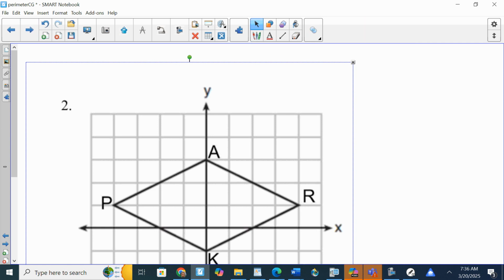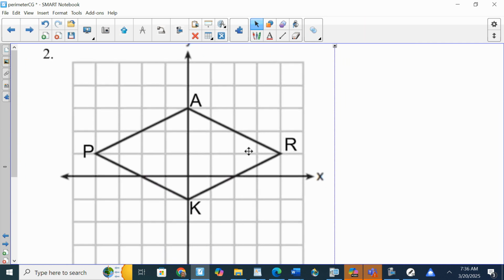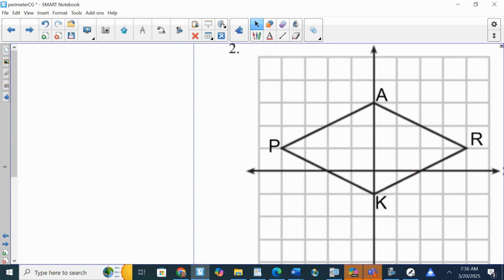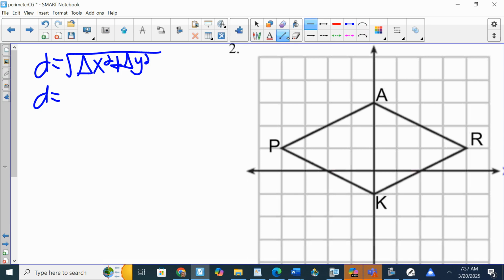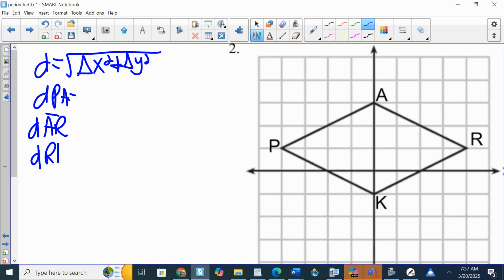Let's take a look at number 2. To find the perimeter, I have to find the length of each side. Since they're all sloped, I have to use distance formula. So we know that d equals radical delta x squared plus delta y squared. I'm going to find the distance of all the sides: PA, AR, RK, and KP.